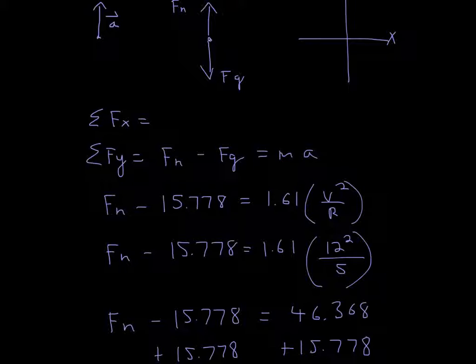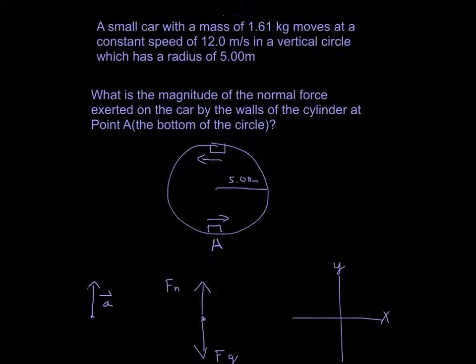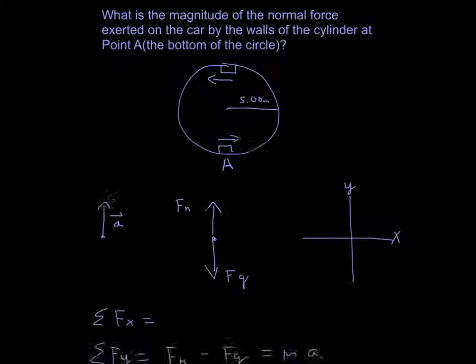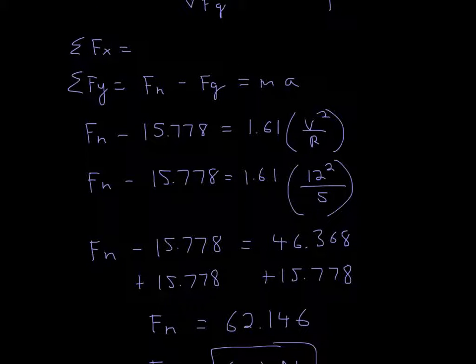And that's equal to ma. Mass is always positive, but since acceleration is pointing up, acceleration will also be positive. Now you just plug in anything you know. We know Fg because in the problem we are given mass 1.61 kilograms, and we know what gravity is, so we just multiply by 9.8. I got this, and then I still have Fn minus this is equal to mass, once again, 1.61.